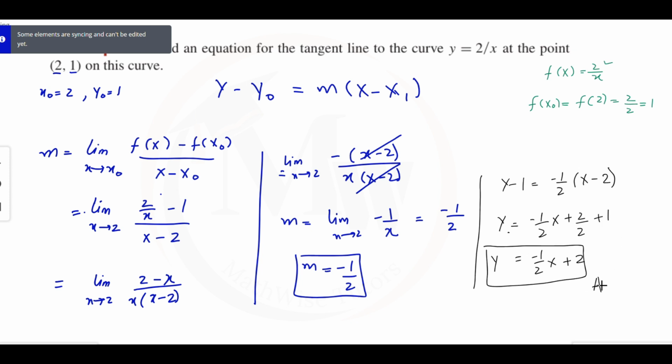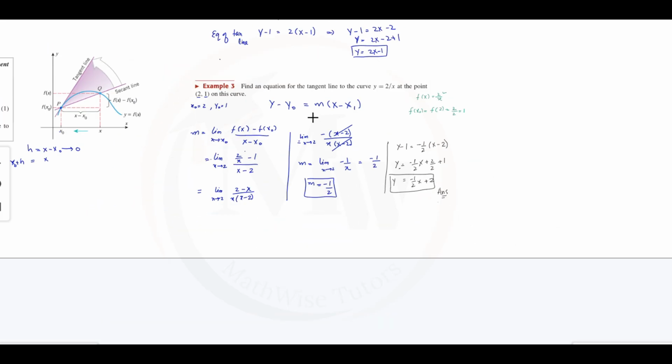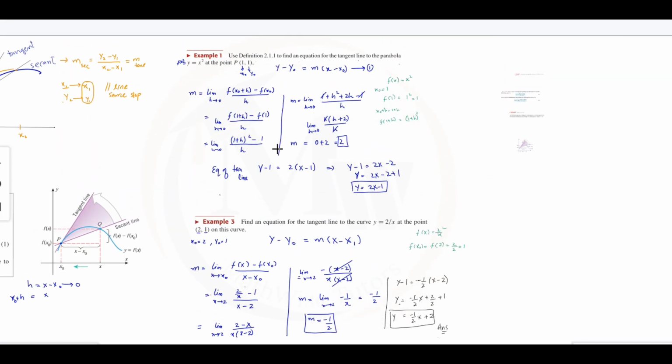So that is your equation of tangent line of the curve y equals 2 by x at the point (2, 1). So this is how we use the formula of x and x naught, and how we use the formula of h that we already used in the above example.